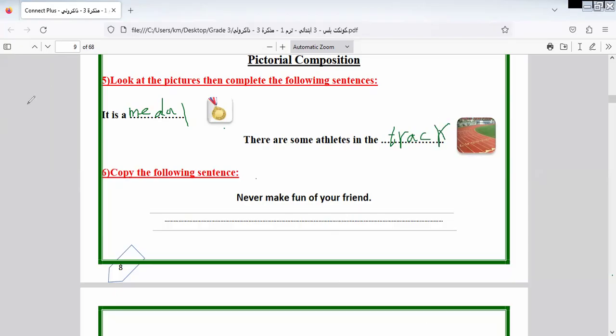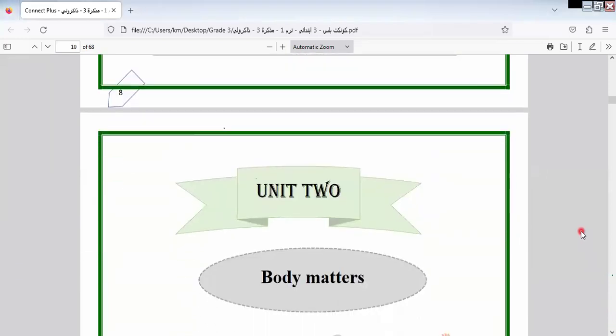Today we made a quick revision and finished unit 1 in Connect Plus. Next class I will start unit 2.